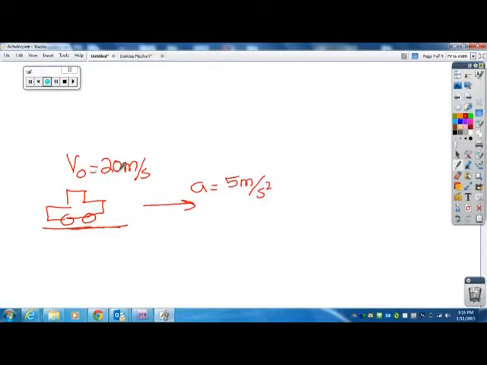So 1 second later, this car is going to be traveling at 25 meters per second. Then another second later, it's going to be traveling at 30 meters per second. Then another second later, it's going to be traveling at 35 meters per second. So it's increasing its speed by 5 meters per second every second.